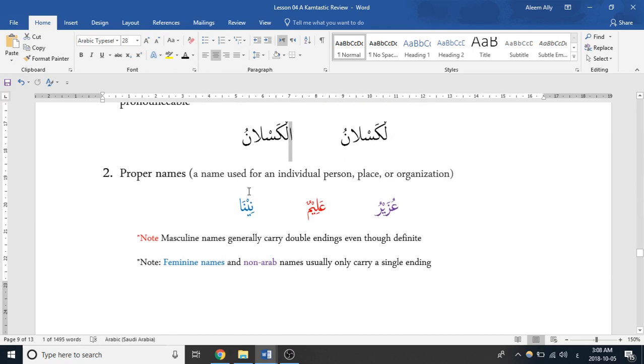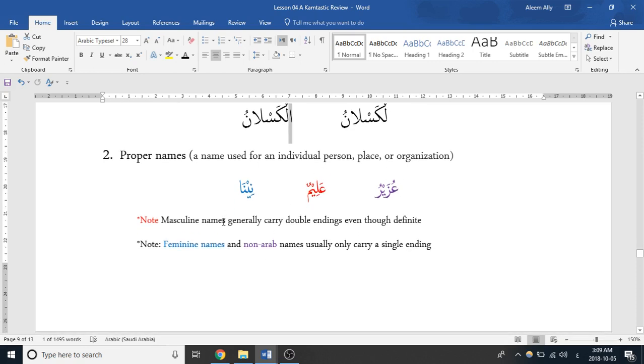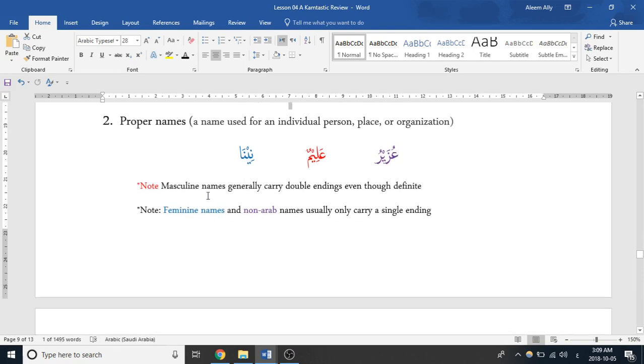Second is proper names, which is a name used for an individual, person, place, or organization, right? So it's referring to someone specific. That's their identity. So we have here Uzair, Alim, and Nina. All of those are proper nouns because they're referring to a person. Could be a place, such as the name of a mall, and so forth.